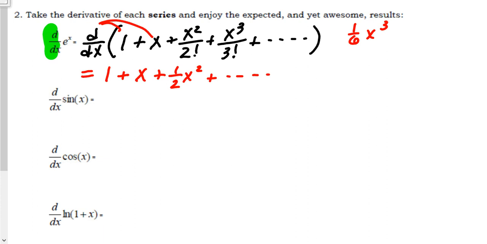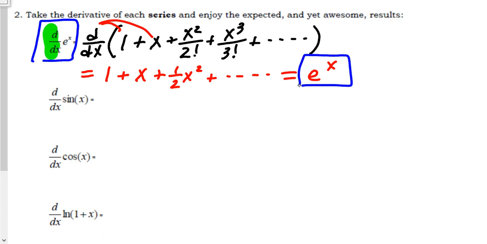Now, hopefully you recognize what I just wrote in red. What is that? It is itself e to the x. So we just showed using Taylor that the derivative of e to the x is e to the x. So that's why I'm saying it's expected results, but they're awesome because you're proving that these derivatives are what we memorize them to be, okay?